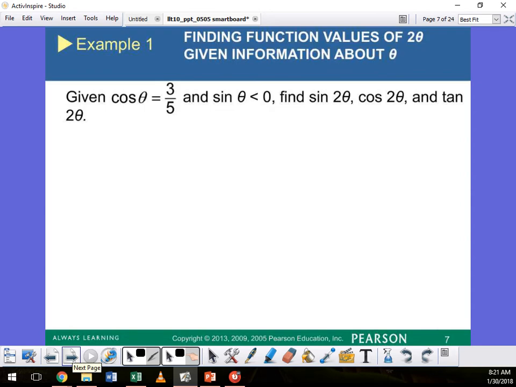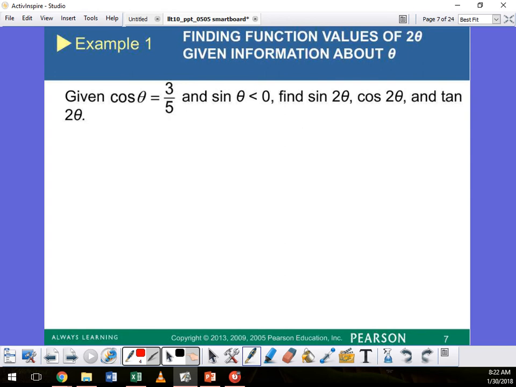Now, given cosine is 3 over 5, and sine is less than 0. So what does that mean? If sine is less than 0, sine has to be negative. Very good. Sine has to be negative. So for this one right here, I'm going to go for theta, because I have to find all three of these. For theta, for this one right here, I know x. That wasn't awkward at all. So x is 3, r is 5, y is 4.